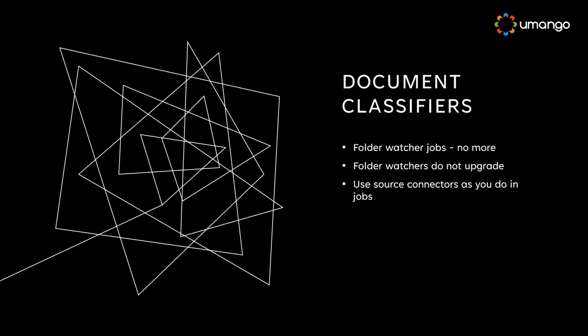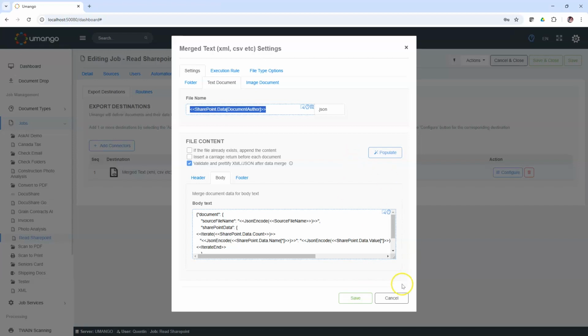new feature set. And one of the wonderful things about document classifiers is that rather than just being able to watch folders, which is what our watch folder jobs could do, document classifiers can watch any of the document sources in exactly the same way as jobs can watch document sources. So you can add as many document sources as you like to a document classifier as well. So let's just jump back into Umango here.